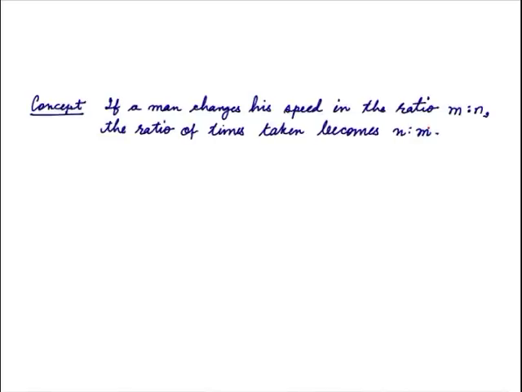An important concept. If a man changes his speed in the ratio m:n, then the ratio of times taken to cover that distance becomes n:m. We know this from the original learning when distance is fixed. We know that speed varies inversely as the time taken. Hence, if a man changes his speed in the ratio m:n in order to cover the same distance d, then the ratio of times taken will change to n:m.